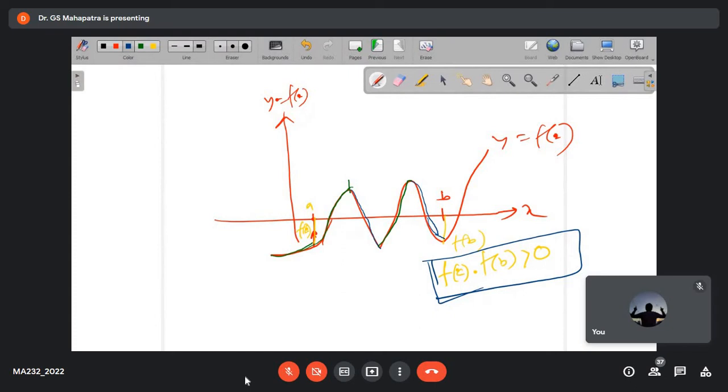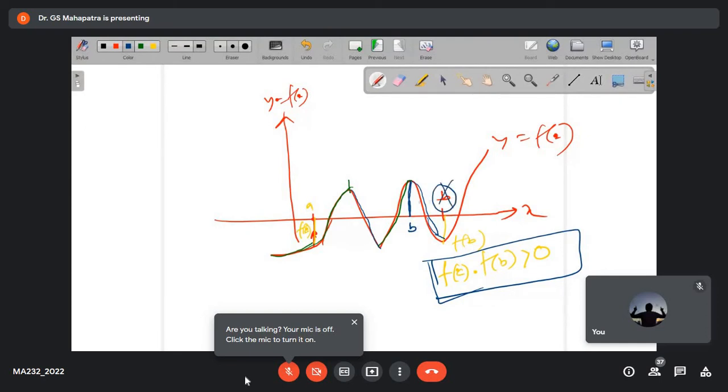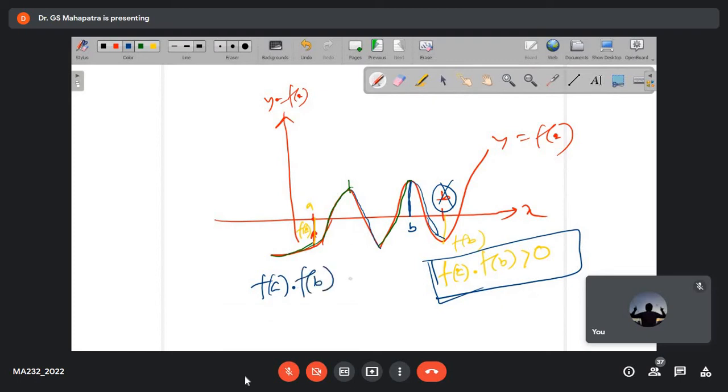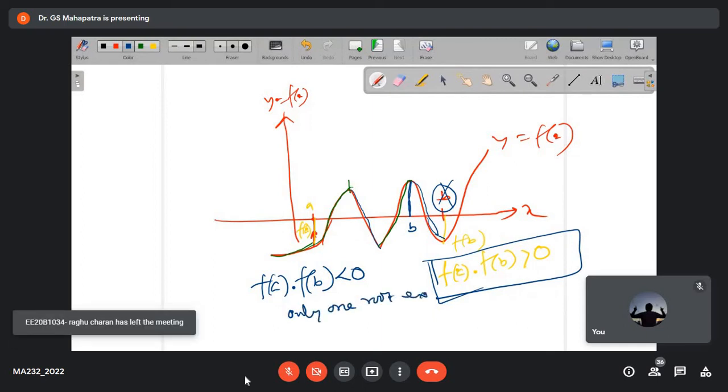Okay, so now I will change the b. This is the b, say, instead of this one. What is your conclusion? f of a into f of b is less than 0, sir. So at least one root exists, sir. At least one root exists.